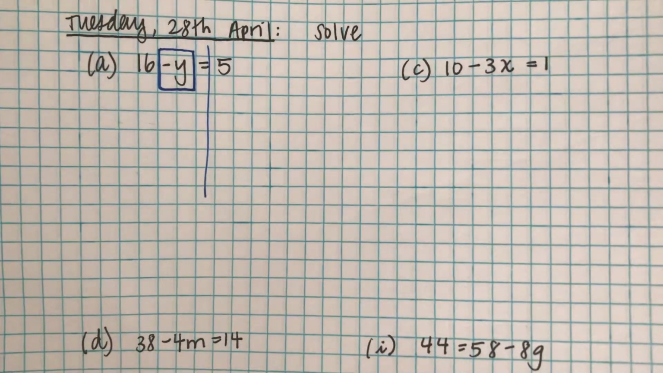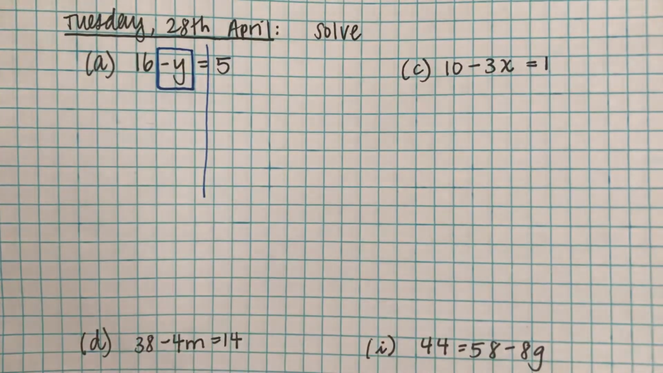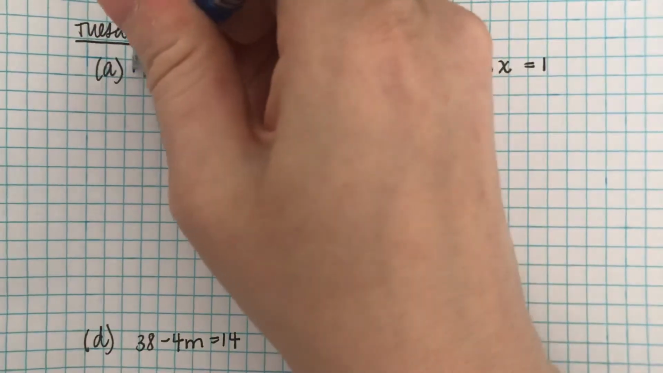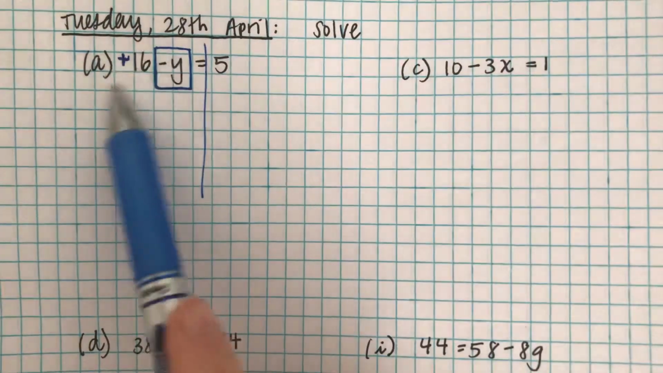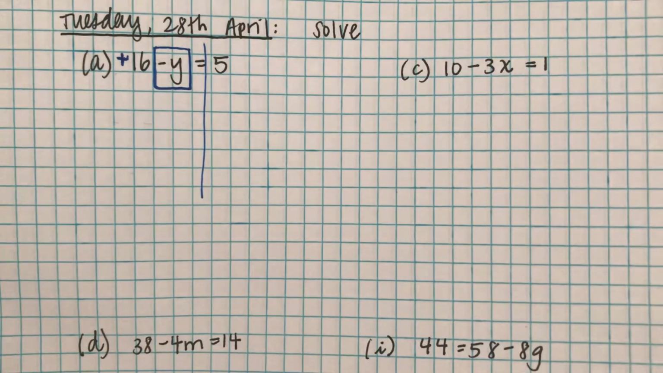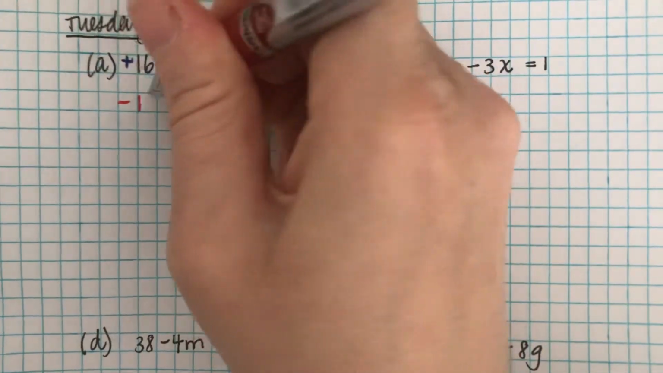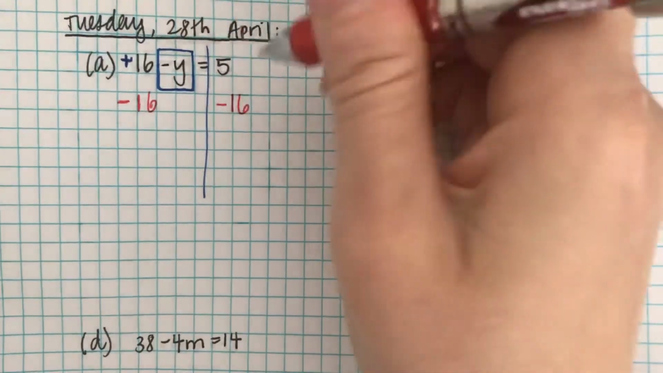All right, we're trying to get y by itself, but right now there's this 16 in front of y. There is no sign in front of 16, right? But because there is no sign, we can assume that that's a positive 16. So it's really like we have this 16 added on to this negative y. If I want to get that minus y all by itself, what I would do is take the opposite of plus 16, which is minus 16. Remember, whatever I do to the left-hand side, I also do to the right-hand side.